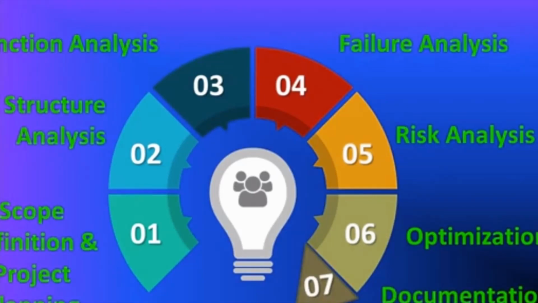The 7th and the last step in the process is documentation and communication. It summarizes the scope and result of an FMEA for communication within or between companies. The first 3 steps, scope definition and project planning, structure analysis, and function analysis, are related to system analysis. And the last 3 steps, failure analysis, risk analysis, and optimization, are part of failure analysis and risk mitigation. The last step, documentation and communication, is part of risk communication.